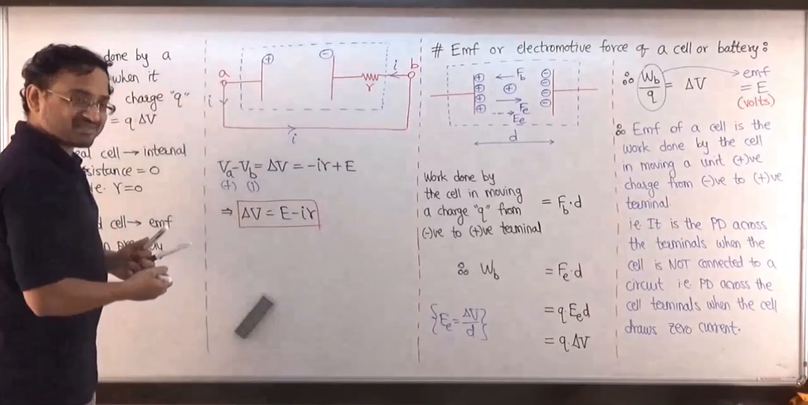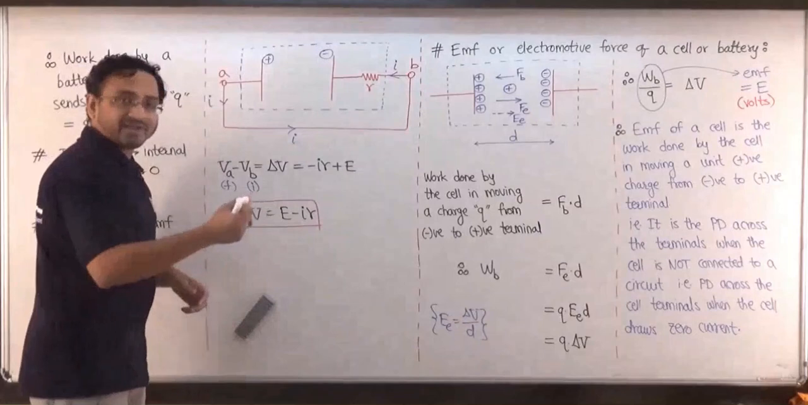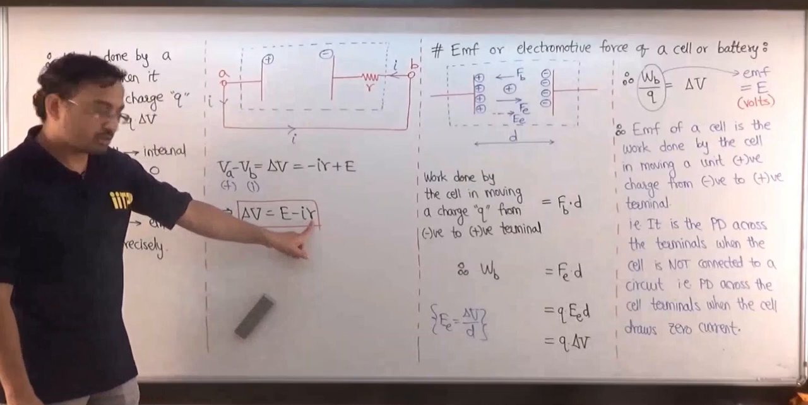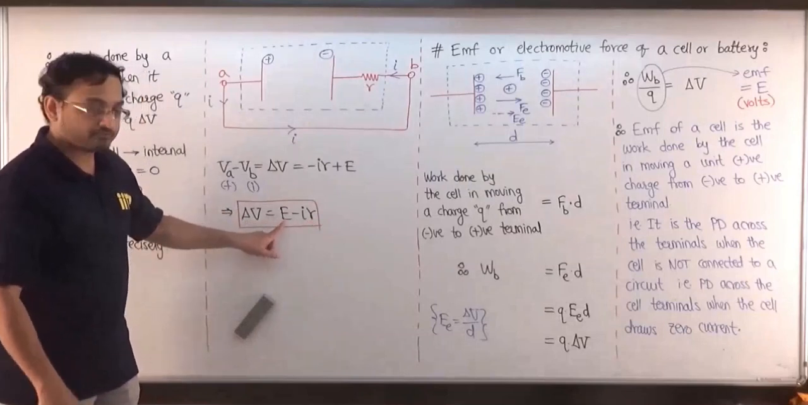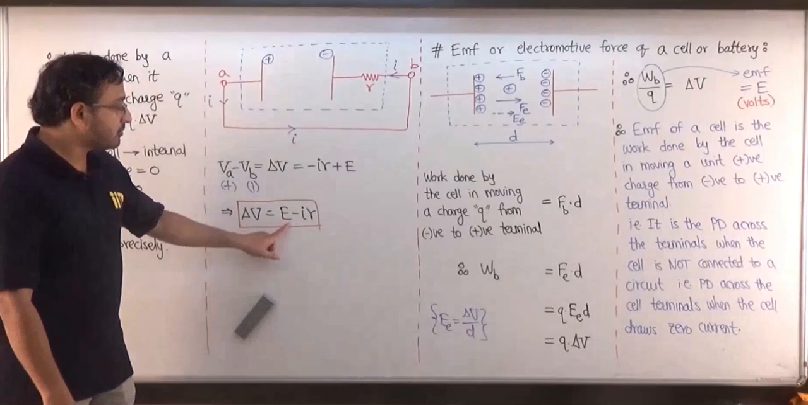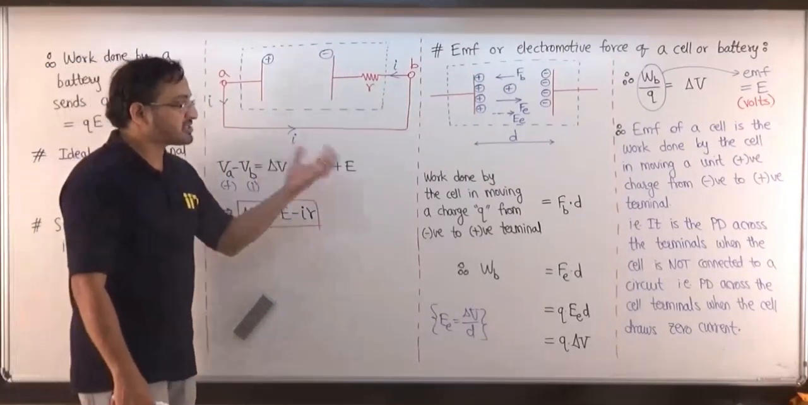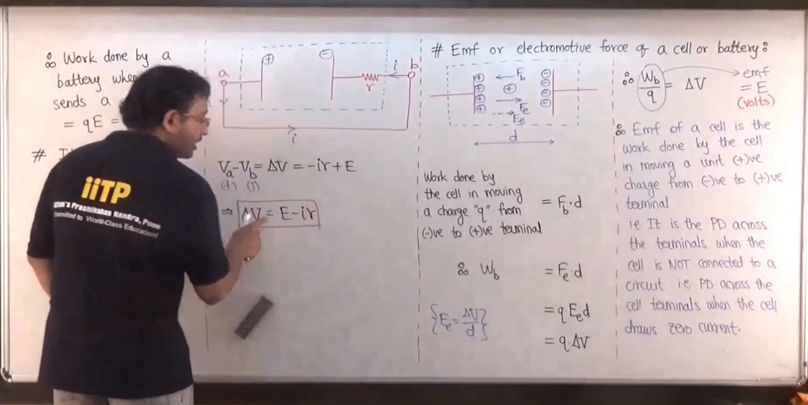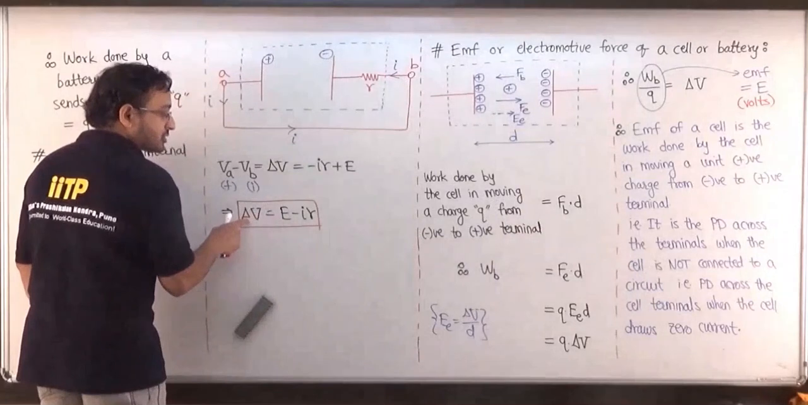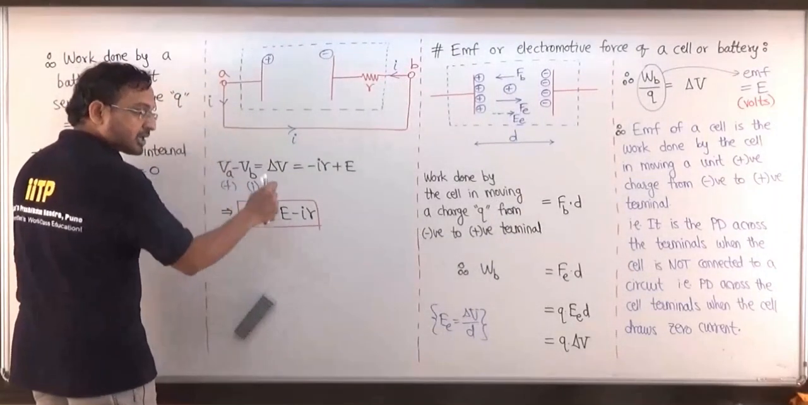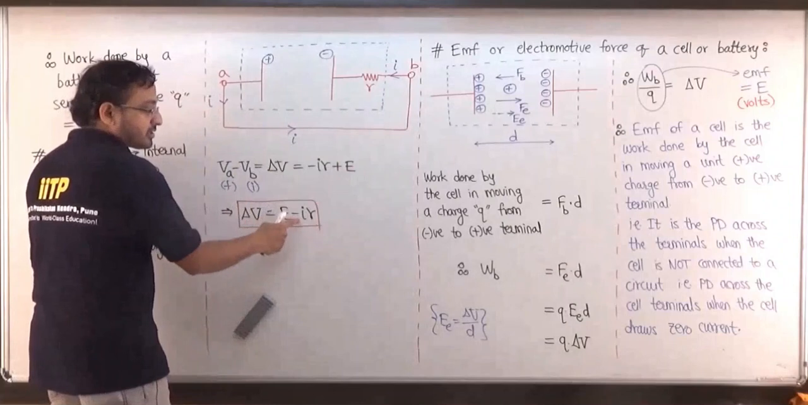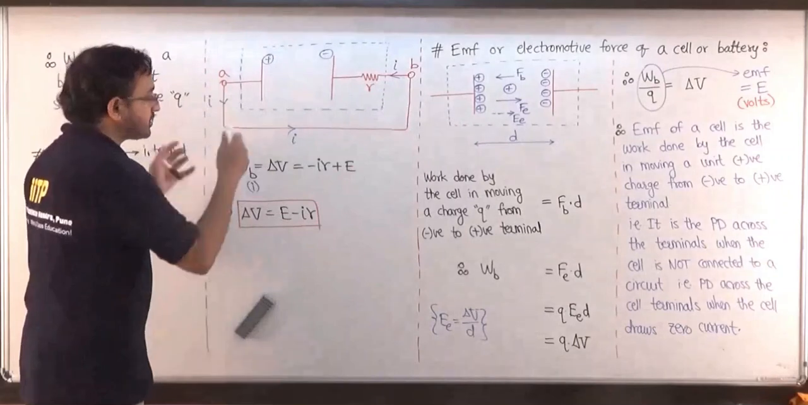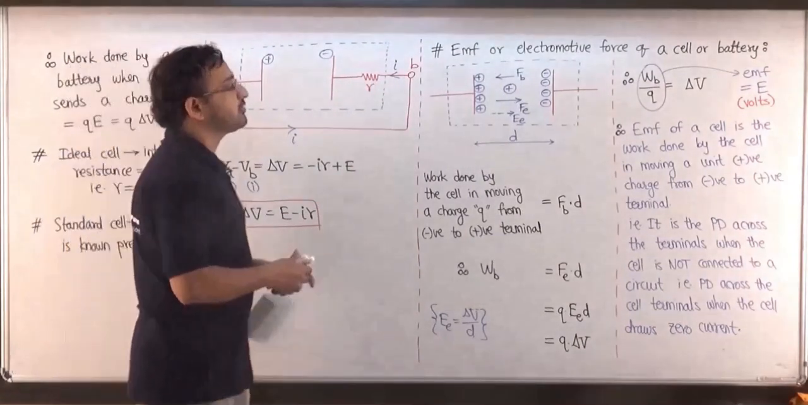If you want a consistency check, you can do it. Suppose the cell is ideal, and then of course small r is 0. When small r is 0, delta V itself is the EMF. That is one good conclusion. But suppose there is no current in the cell, that means the cell draws 0 current. When the cell draws 0 current, I is 0, and once again we get the EMF as the potential difference across the terminals, which is exactly the statement we made earlier: when the cell draws 0 current, the potential difference is equal to the EMF. And that now concludes our discussion of EMF of a cell.